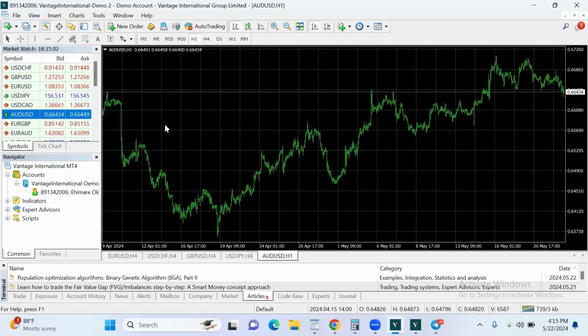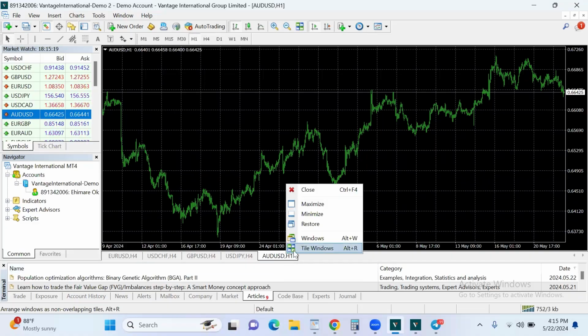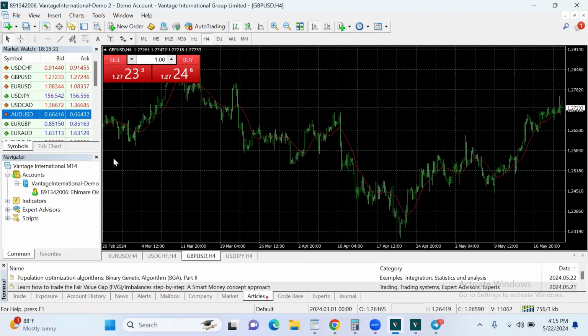That's the second one. The third one is you come here, just below File. When you put your cursor there, you see something like create a new chart. Before we do that, let's do the AUD USD again. Let's close this one. Click on it and click on close. Now let's go and get another AUD USD.